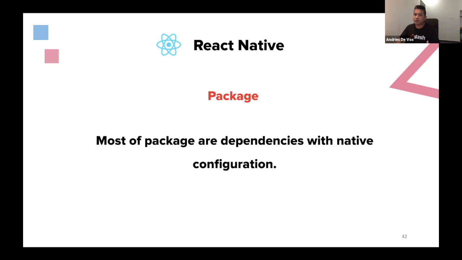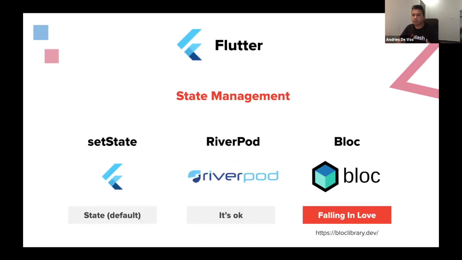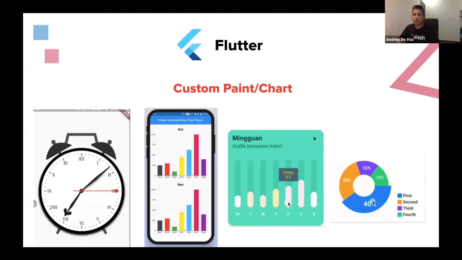But for Flutter, for state management, I really like it. I'm using Bloc, and it satisfies me very much now. I don't want to use anything else, just Bloc now. And for the custom panel chat, there are a bunch of tools and packages that use native code to create the chat. So it feels more native, and in terms of performance, it will be good.